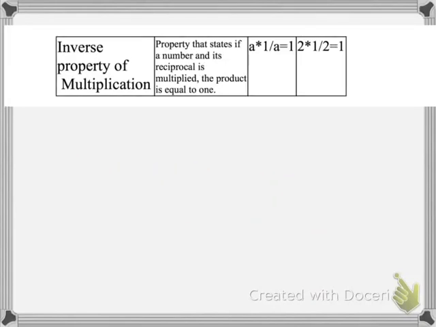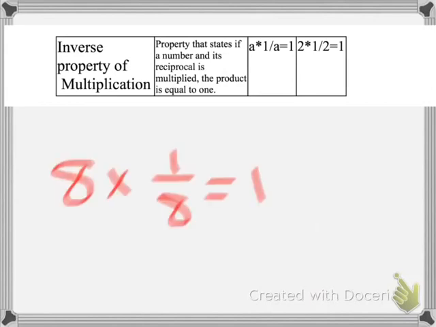Inverse property of multiplication. Property that states when a number and its reciprocal are multiplied, the product is equal to 1. 8 times 1/8 equals 1. If you multiply a number by its reciprocal, the product will be 1.